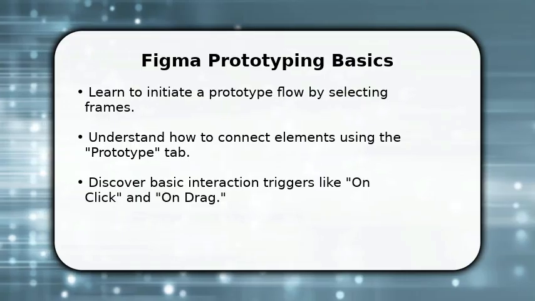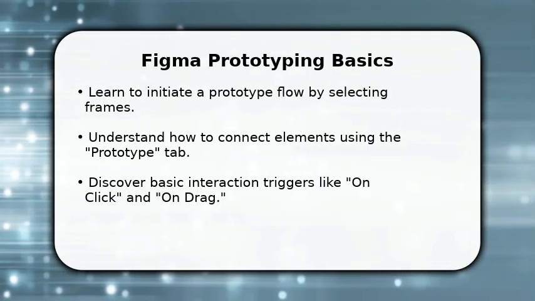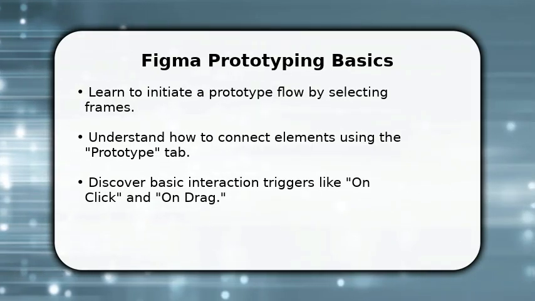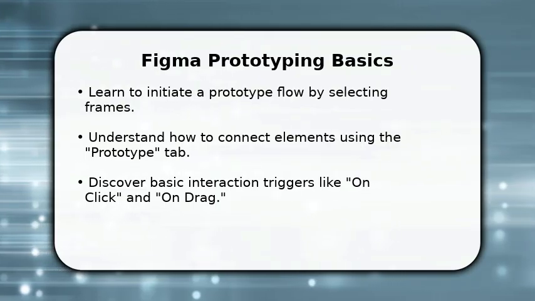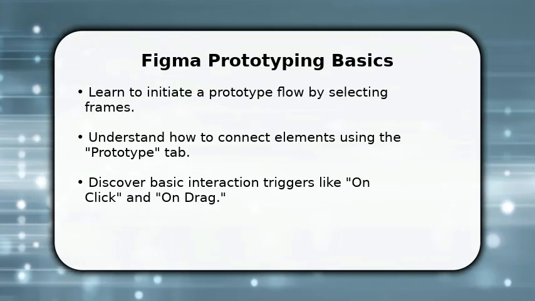In this video, I will explain how to make a prototype using Figma. First, open your Figma design file and switch to the Prototype tab on the right panel. Select the frame you want to start your flow from. Then, drag the blue circle from an element to its destination frame to create a connection.